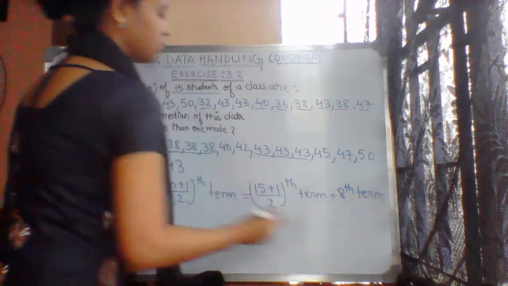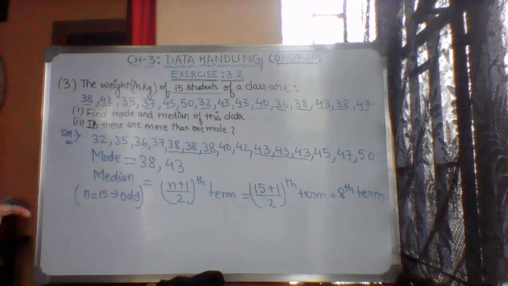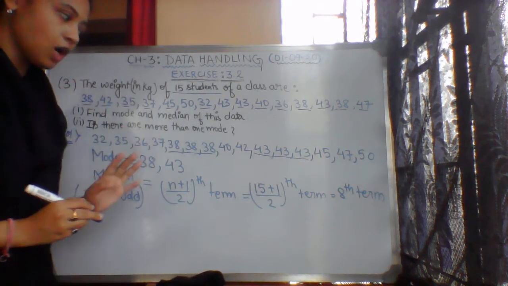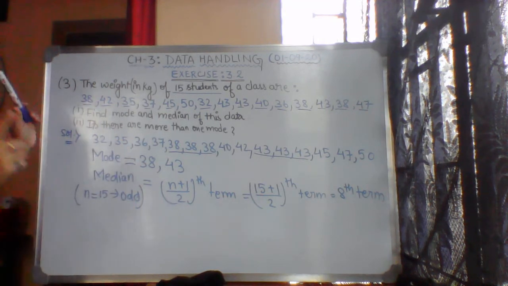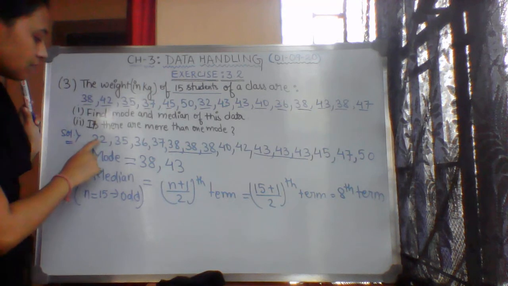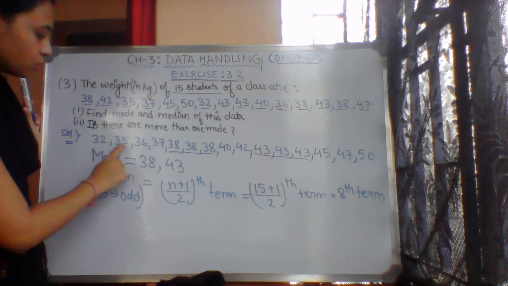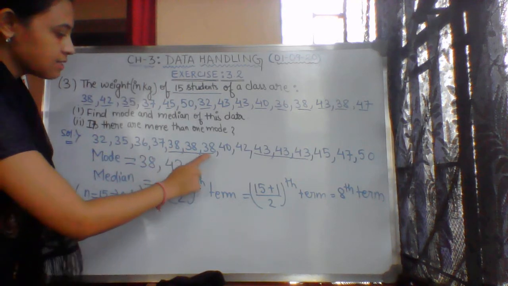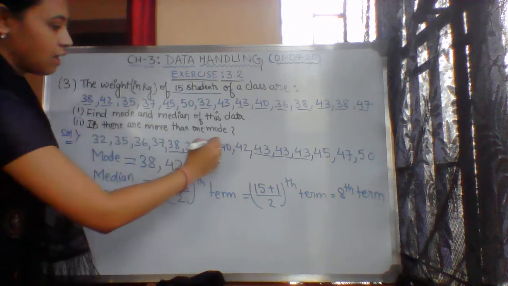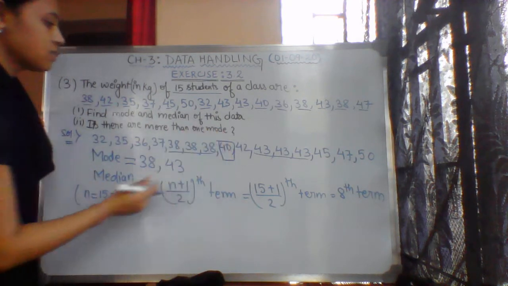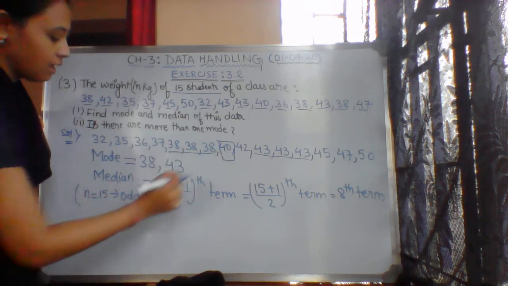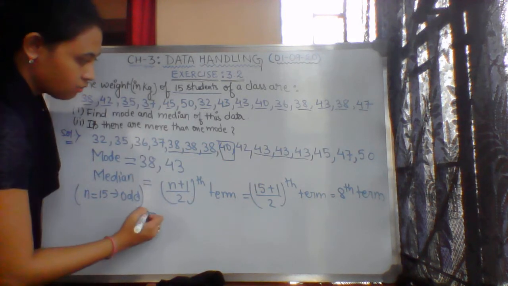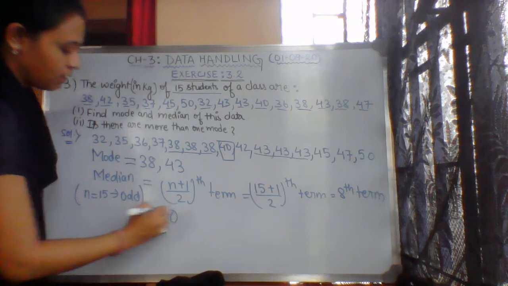So which one is our 8th term? After arrangement we have to count. After arranging in increasing or decreasing order, then only we have to count. Then 8th term will be 1, 2, 3, 4, 5, 6, 7, 8. Our 8th term is 40. Once again you check. 1, 2, 3, 4, 5, 6, 7, 8. So our median will be 40.